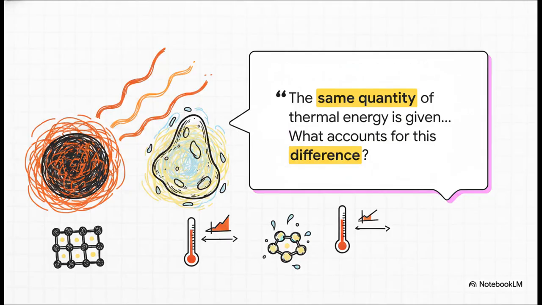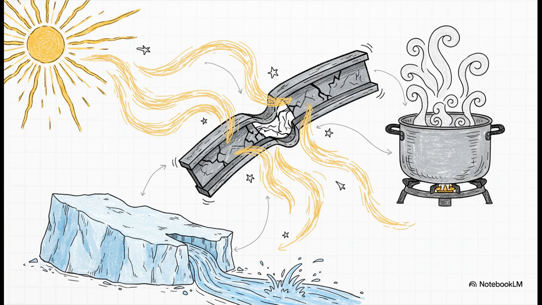Nailed it. Wrapping things up today, I want to loop back to a question posed right at the start of our source material. The same quantity of thermal energy is given to two objects. What accounts for this difference? Hopefully, this entire explainer has proven to you that heat is not just some generic one-size-fits-all force. It interacts uniquely with the highly specific physical architecture, the thermal capacity, the mass, those latent bonds of absolutely every single material it touches. We've spent our time today seeing how heat alters temperatures and forces phase changes.